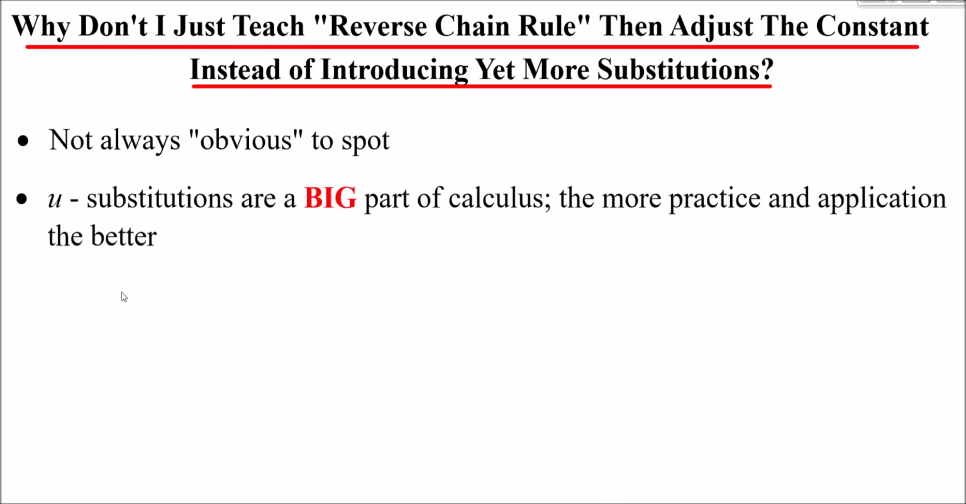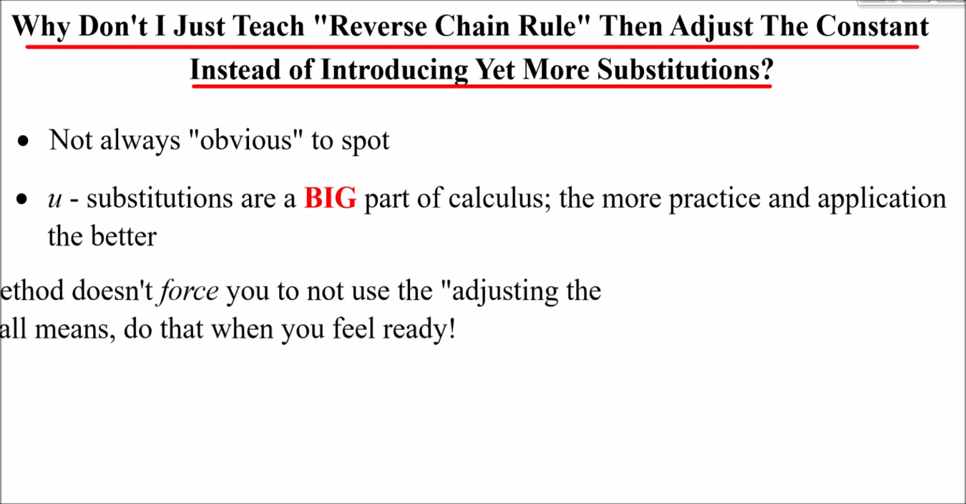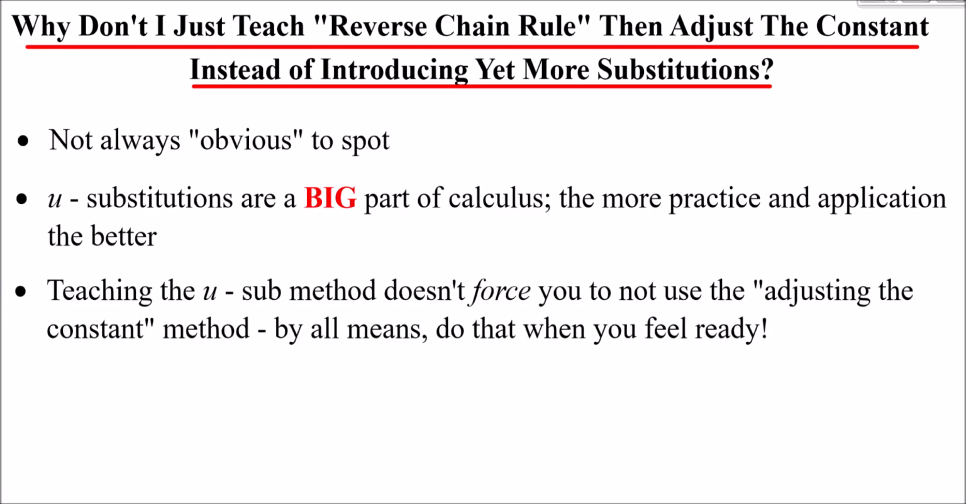Second reason, u-substitutions are just a massive part of calculus. So the more practice application you get with them, the better. My feeling is that by doing more u-substitutions, it's just going to get you better at doing them. And because they're going to be on your exam almost guaranteed, it can't hurt to have a bit more exposure and practice with them.